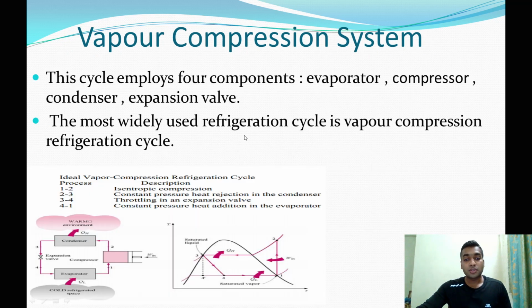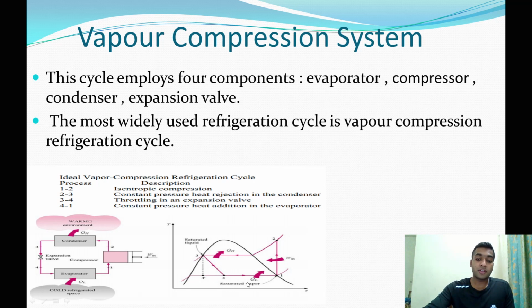The most widely used refrigeration cycle is the vapor compression refrigeration cycle. Now I'll explain this cycle with the help of the diagram shown below. This is a refrigeration cycle showing all the components: evaporator, compressor, condenser, expansion valve. The refrigeration cycle is shown graphically on this TS diagram. The y-axis represents temperature and the x-axis represents entropy. Now 4 to 1 is the evaporator, 1 to 2 is the compressor, 2 to 3 is the condenser, 3 to 4 is the expansion valve.